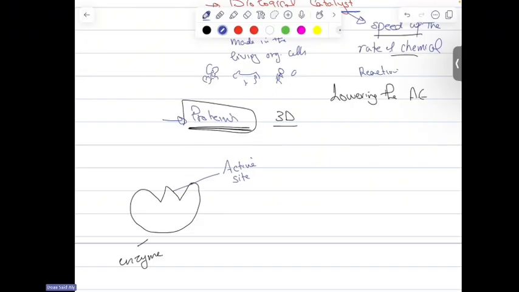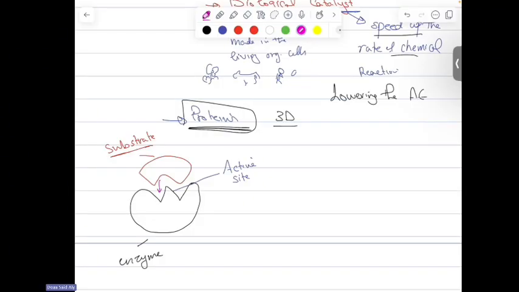Active site is a specific region on the enzyme where the substrate binds and the reaction takes place. Here, this is the enzyme, and this is the substrate, or the reactants. As you see here, this substrate binds to the active site, or enters the active site, because, as you know, they have a complementary shape.